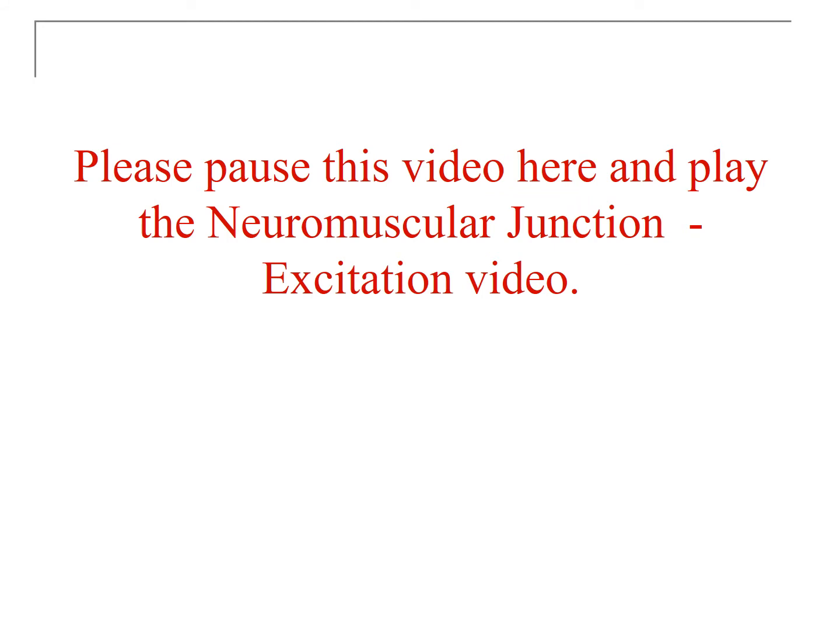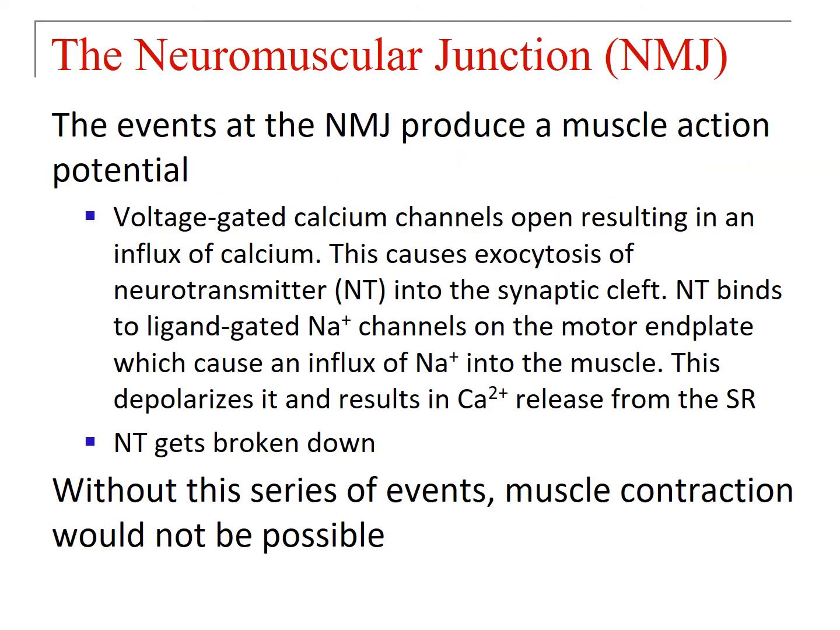Okay, so the next thing that I want you to do is to stop this video and play the neuromuscular junction excitation video. This is a summary of what you've just seen. So the events at the neuromuscular junction will produce an action potential on the skeletal muscle cell.